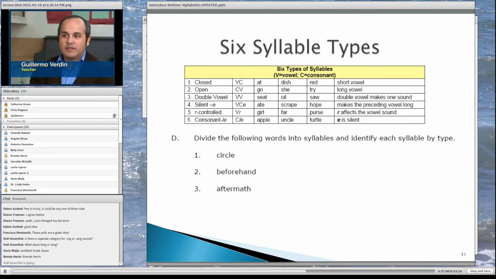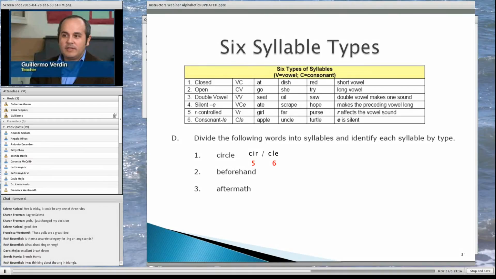Here we have 3 words, and the idea was to divide the words into syllables and then identify them by syllable type. So ideally, we look at this word, circle, and I recognize the CLE syllable, and hopefully that's what our students will also recognize. And again, going back to the word parts, separate into word parts. This is what I did, and hopefully you did the same thing. Sir, R controlled, and then the consonant LE.